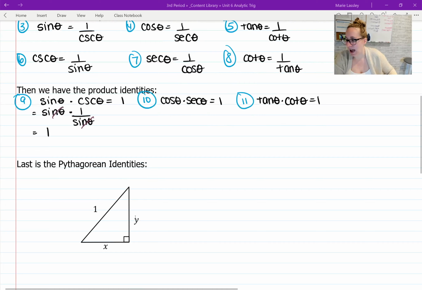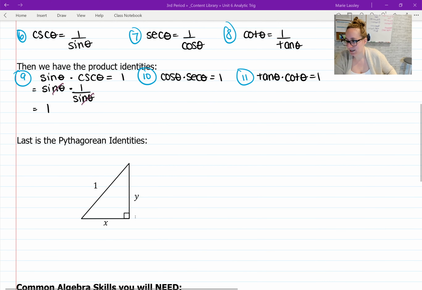They're our Pythagorean identities, and you probably guessed it, it's going to deal with the Pythagorean theorem. So I have here a triangle. This is a unit circle triangle. I know that because it has a hypotenuse of 1. That's important, because that means that we can call our x side the cosine function, and we can call our y side the sine function. But we're jumping ahead a little bit.